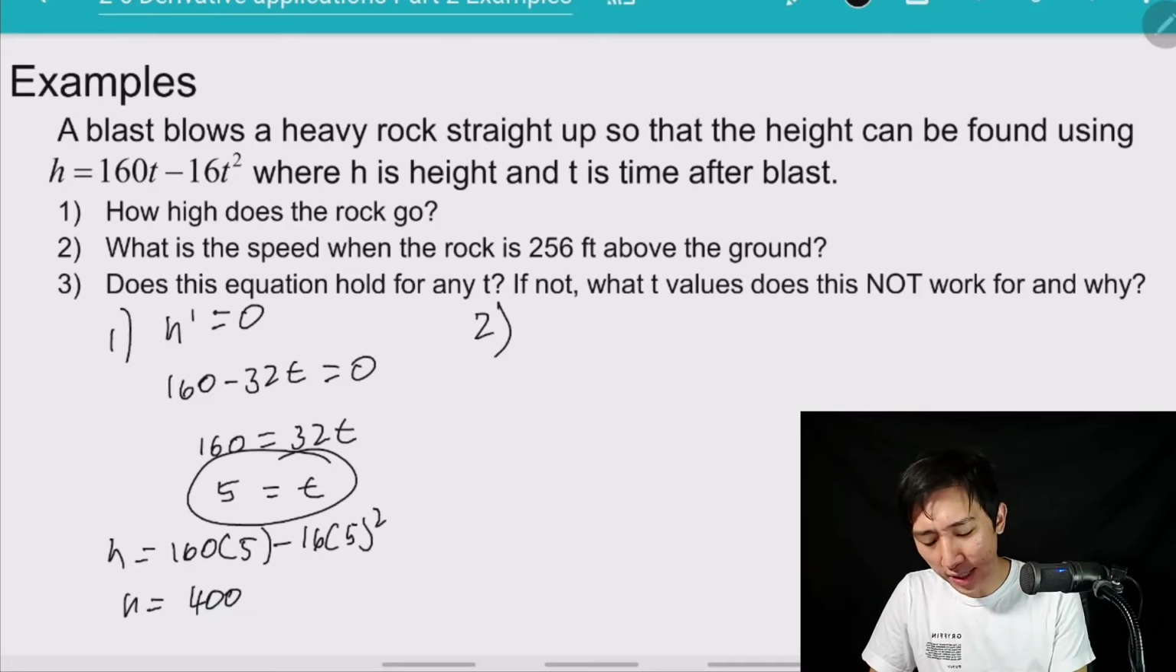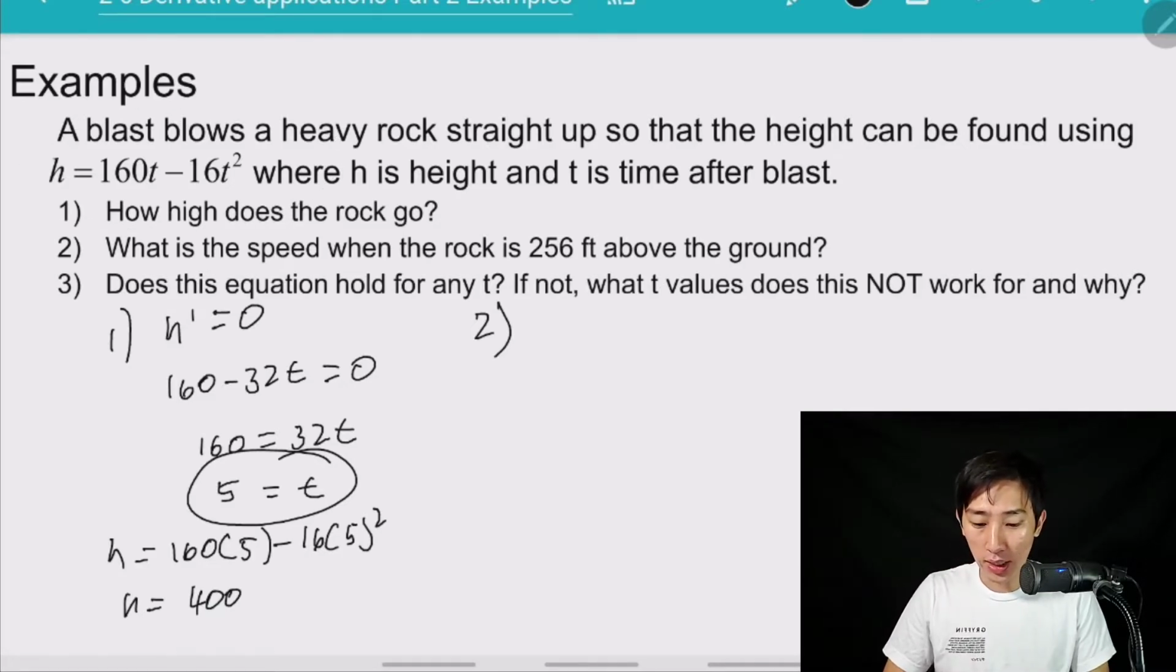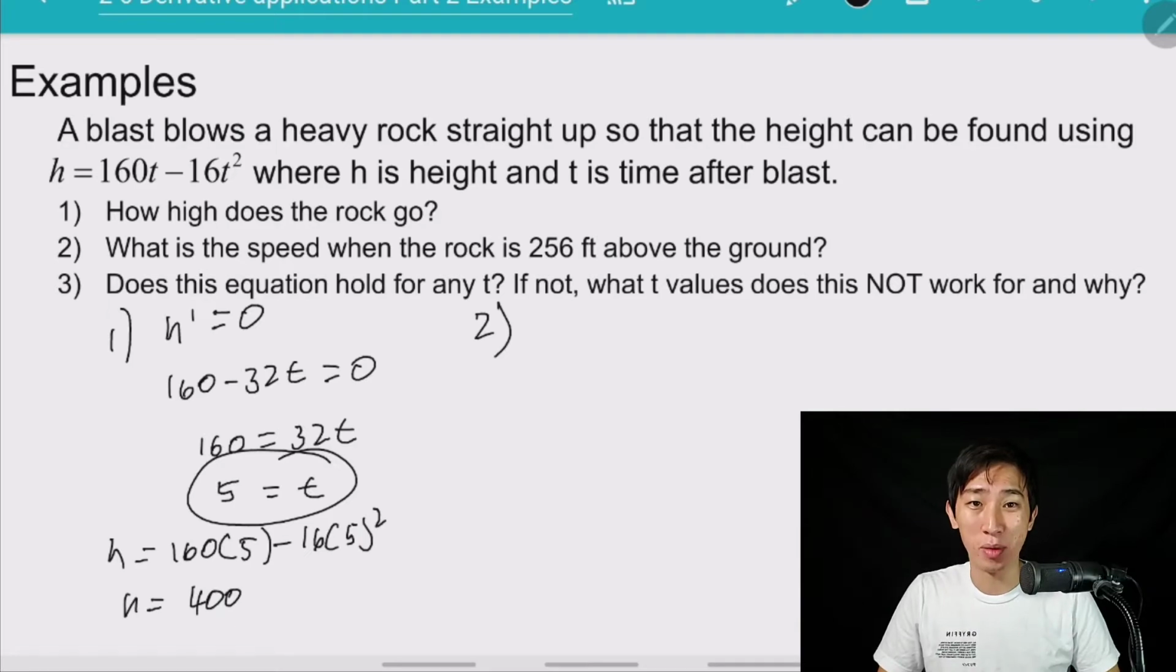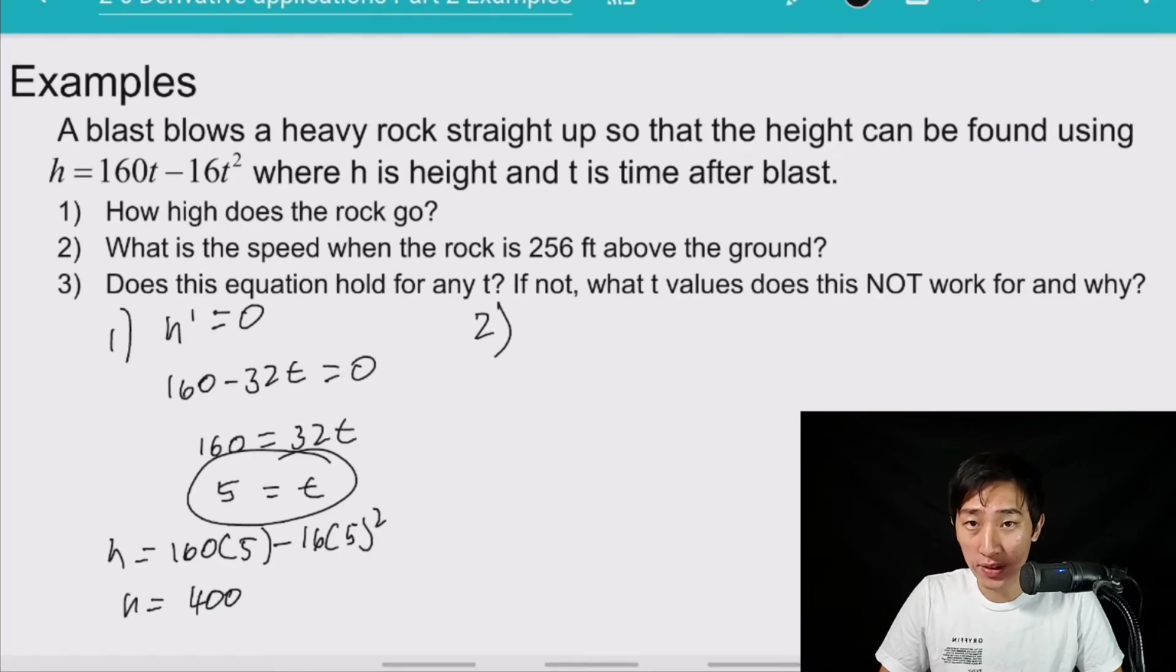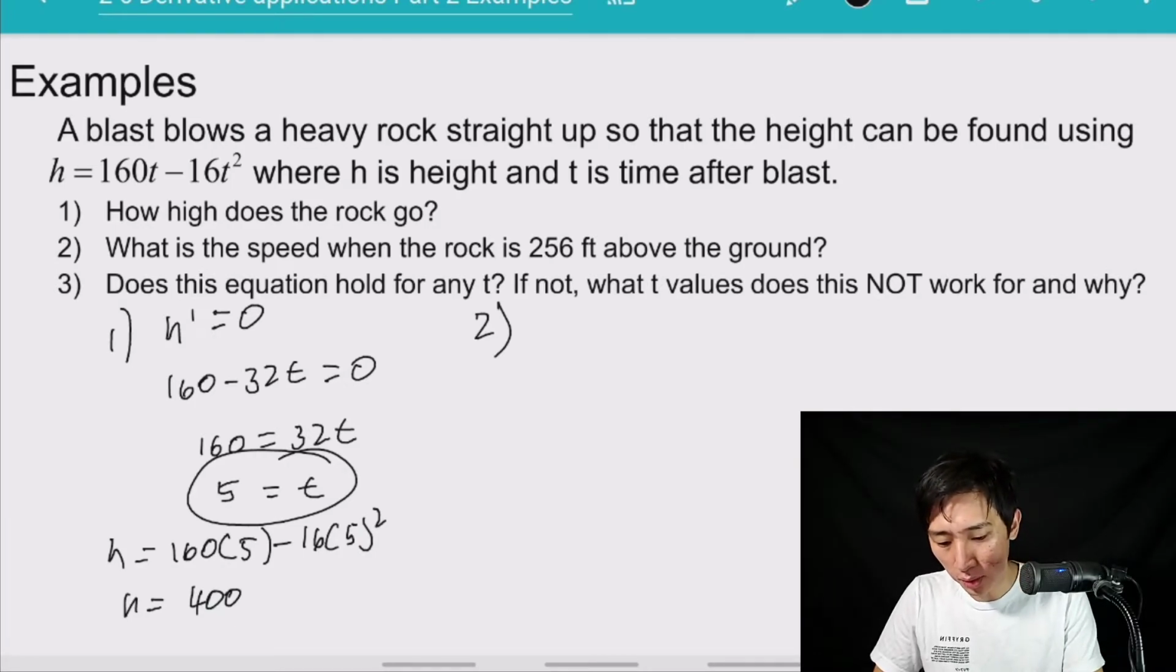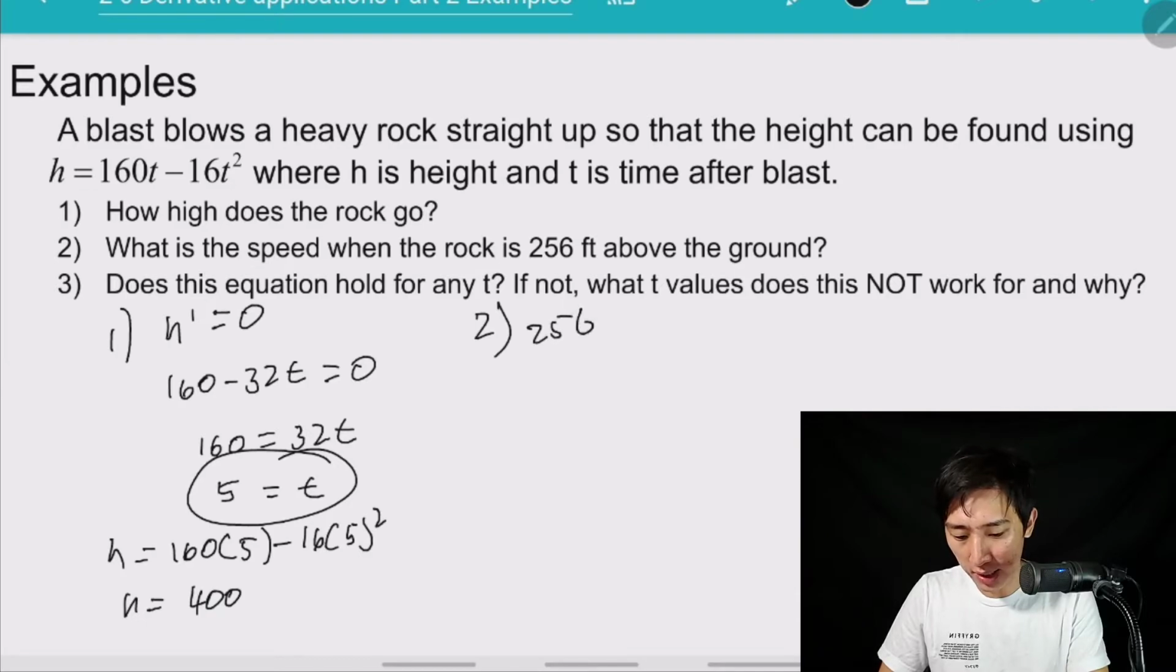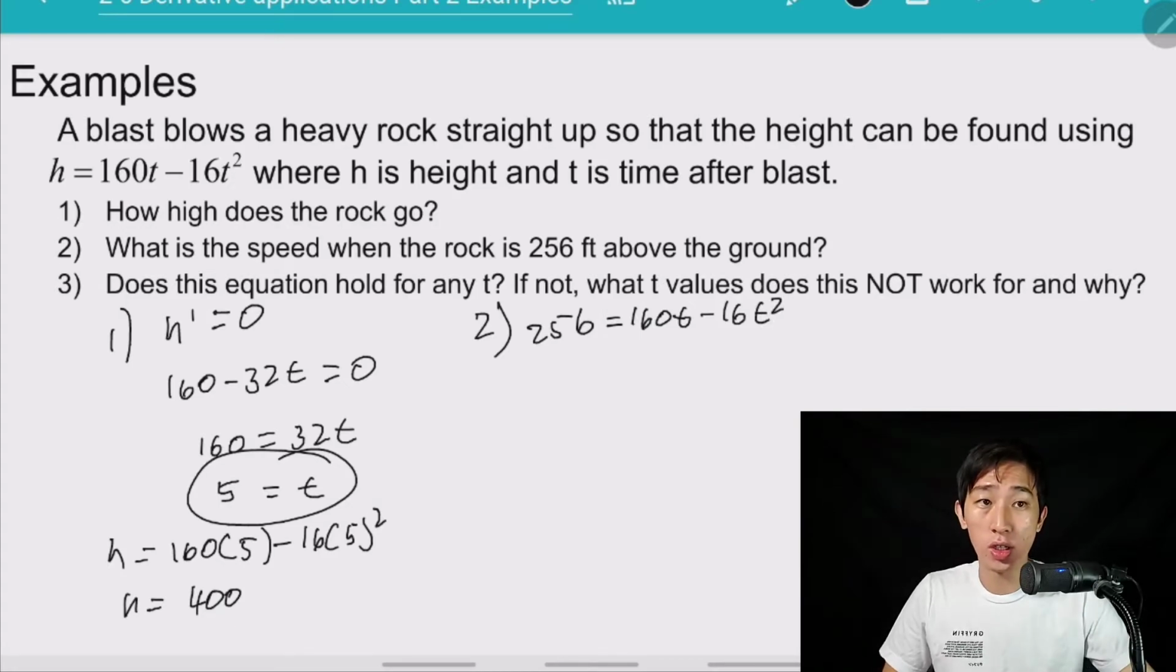Technically it doesn't tell you that h is height, it doesn't tell you that it's feet, and it doesn't tell you that time is seconds. So technically this is just a poorly written problem. My bad. Next, what is the speed when the rock is 256 feet above the ground? So basically we're going to go 256 equals 160t minus 16t squared, and then we're just going to solve for t.